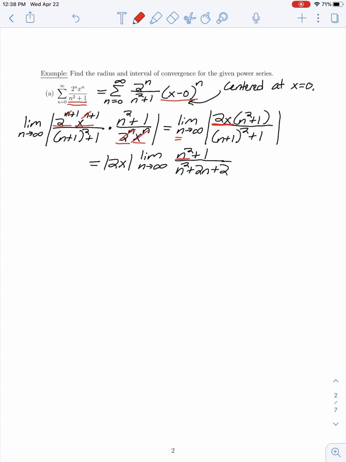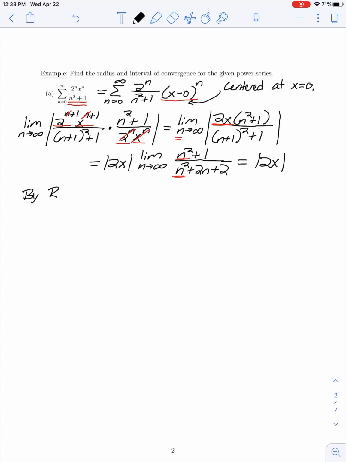And in this example, we have the infinite limit of a rational function with the same highest power of n on top and bottom. So our limiting value would be the ratio of the lead coefficients, which is 1. And then we had our constant absolute value of 2x out in front of that. So our limiting value here is the absolute value of 2x. And we know that by the ratio test, in order for this series to converge, this limiting value needs to be less than 1. So let's say this.